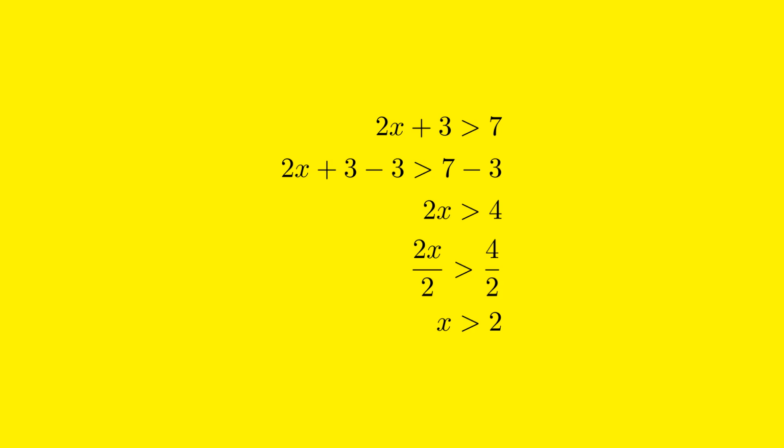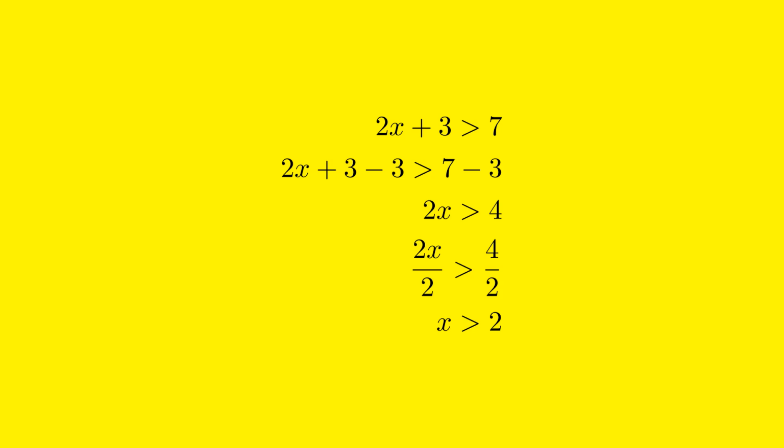When we do this, we get 2x + 3 - 3 > 7 - 3. After subtracting 3 from both sides, the inequality simplifies to 2x > 4. The +3 and the -3 neatly cancel out on the left side, and on the right side, 7 - 3 equals 4. Now that we have the inequality down to 2x > 4, we want to get x all by itself.